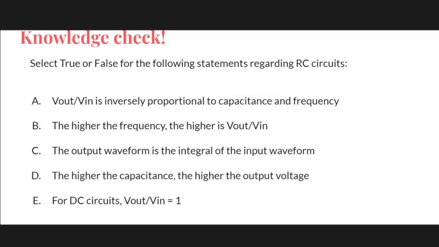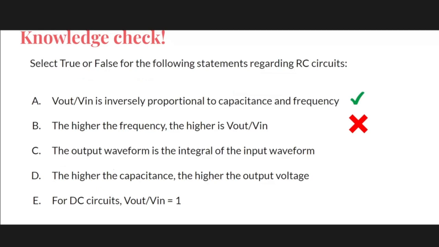Okay. One more, sorry. So another true false. So for A, let's do A. The ratio of the output voltage to the input voltage is inversely proportional to capacitance and frequency for an RC circuit. Is that true or false? It is true. B, the higher the frequency, the higher the ratio of output to input voltage. I think that is false because it's a low pass. Yes, because it's a low pass circuit. So the lower the frequency, the higher the output input voltage.